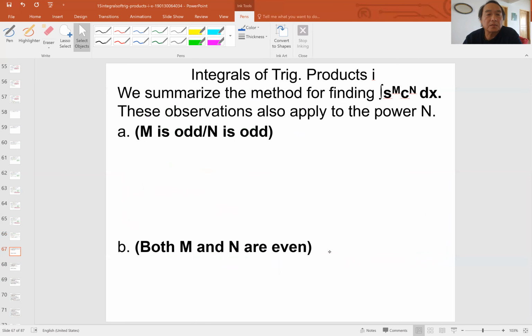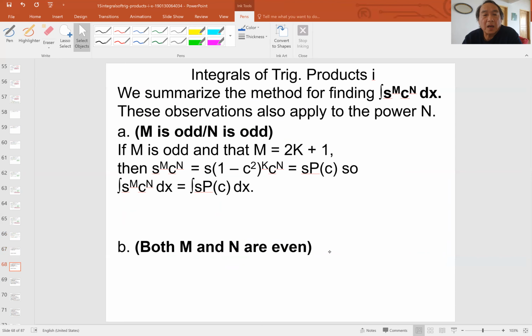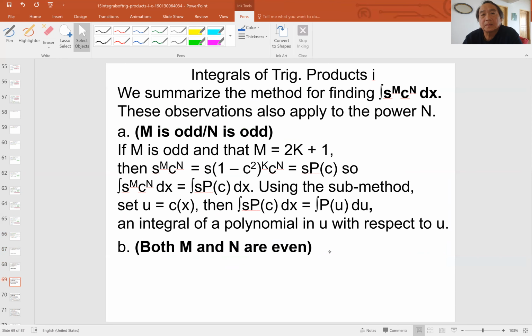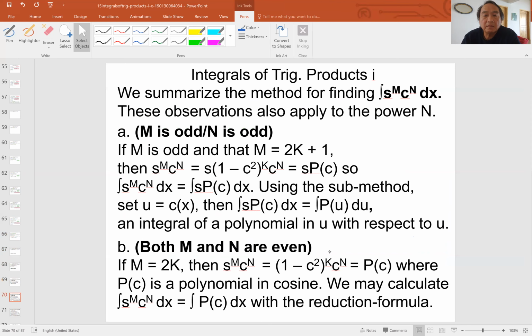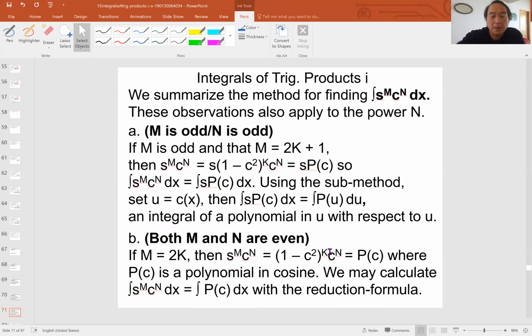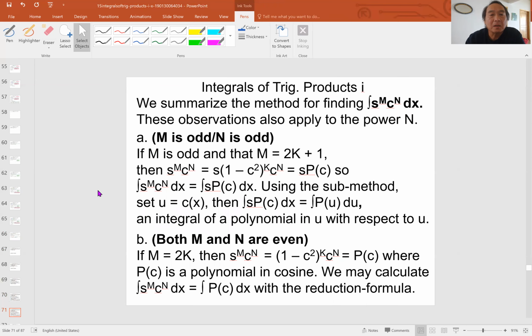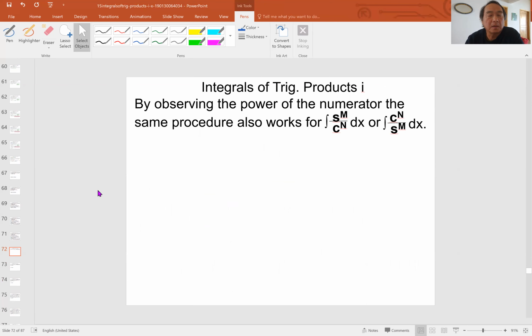So here's the summary. If one of them is odd, you split off a copy of it. If both are even, then you convert into one type, and then you use reduction formulas on every one of these terms. It might be lengthy, but it's a sure way to get answers. So that's how we integrate positive products of sine and cosine, one way to do it.